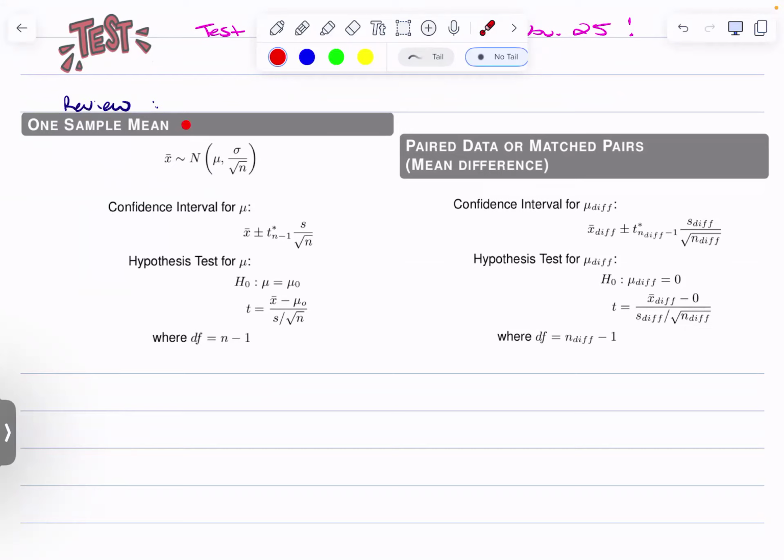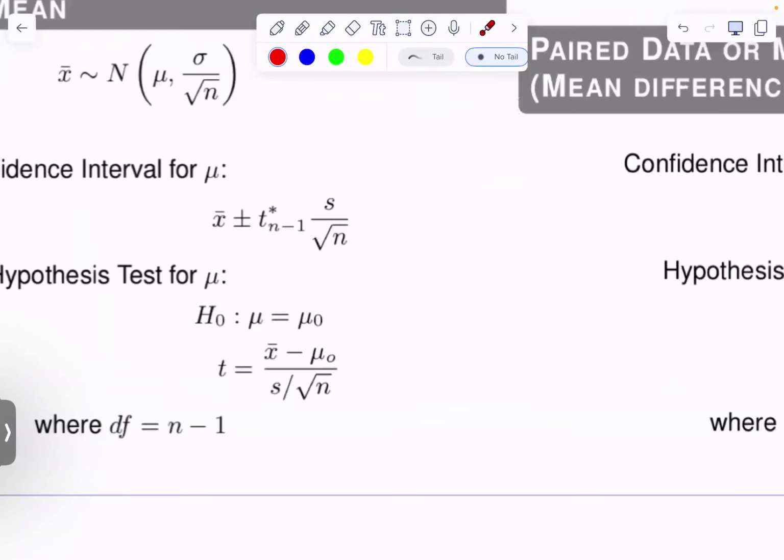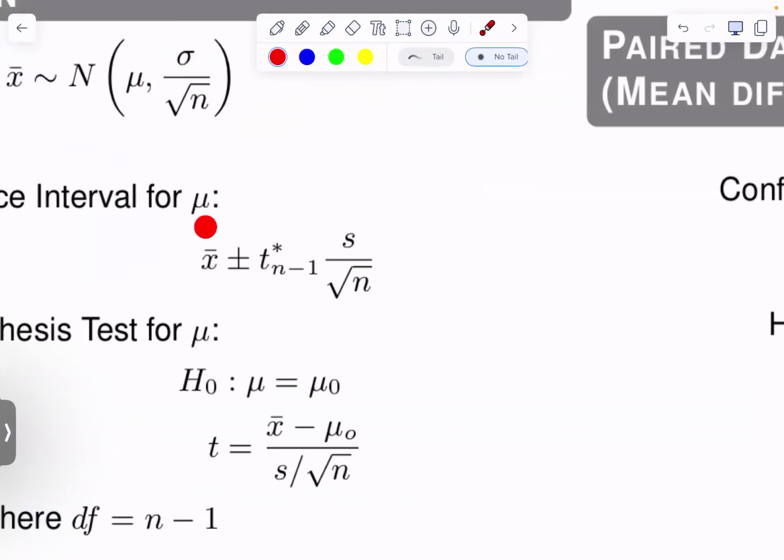We introduced one sample mean as well as paired data or matched pairs. Now I've lined them up like this to emphasize that if I'm trying to estimate mu, the population mean, then my best guess is my sample mean, x bar. When we're talking about means, we use the t distribution.